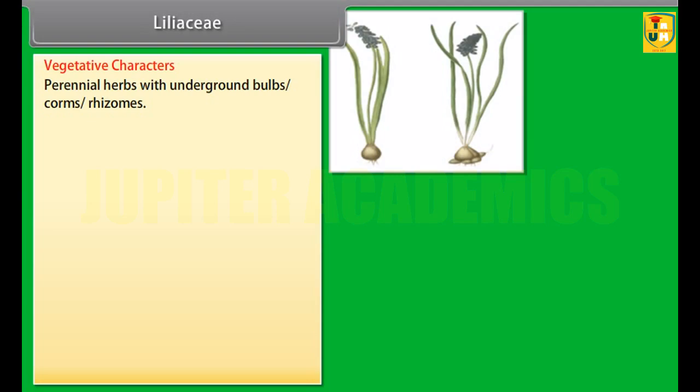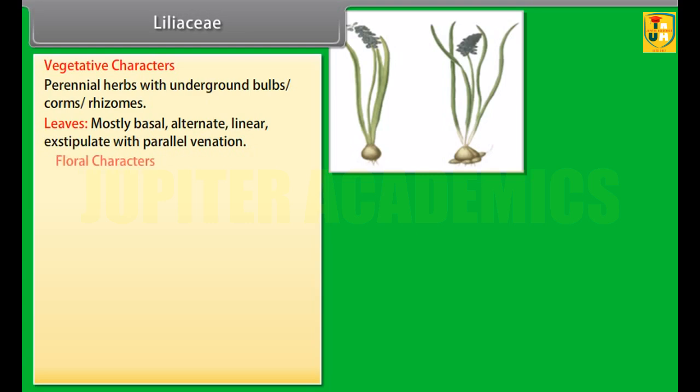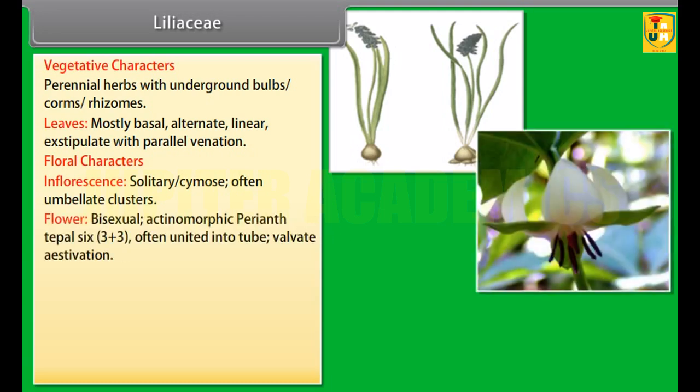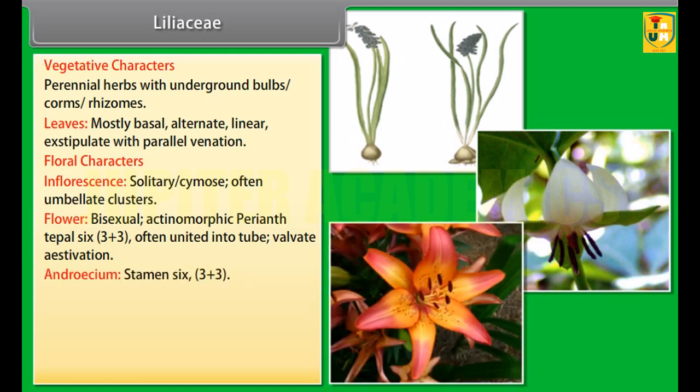Vegetative characters: perennial herbs with underground bulbs, corms, rhizomes, leaves mostly basal, alternate, linear, exstipulate with parallel venation. Floral characters: inflorescence, solitary, cymose, often umbellate clusters. Flower bisexual, actinomorphic. Perianth tepals 6 (3+3), often united into tube, valvate aestivation. Androecium, stamens 6 (3+3).